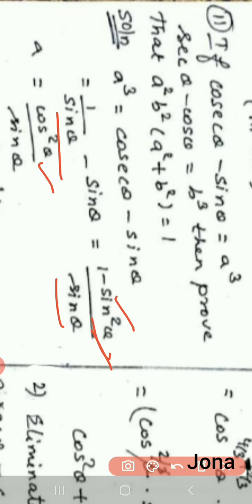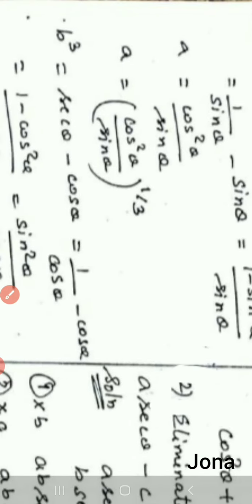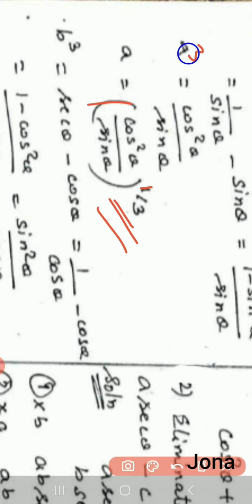Therefore, a cube equal to cos square theta by sin theta. Here it is a cube. Therefore, from this I want to find the value of a. Therefore, a equal to this, (cos square theta by sin theta) the whole power 1 by 3. Okay, this 3 will go to this side like this, 1 by 3.